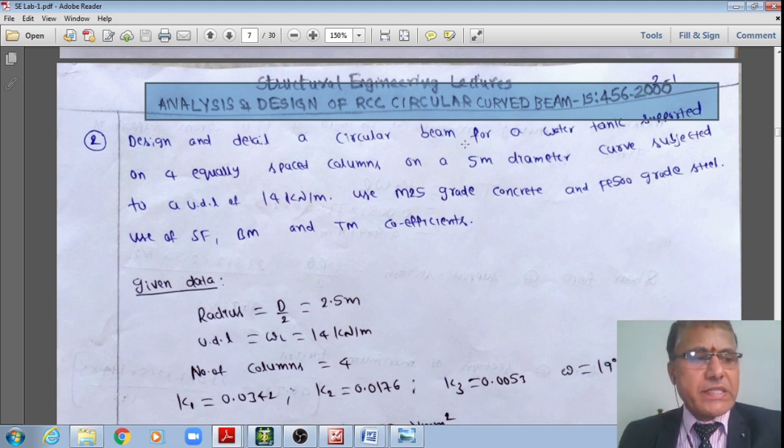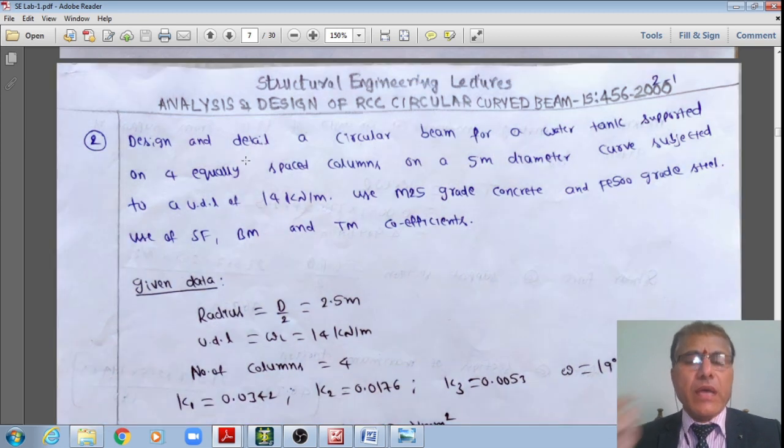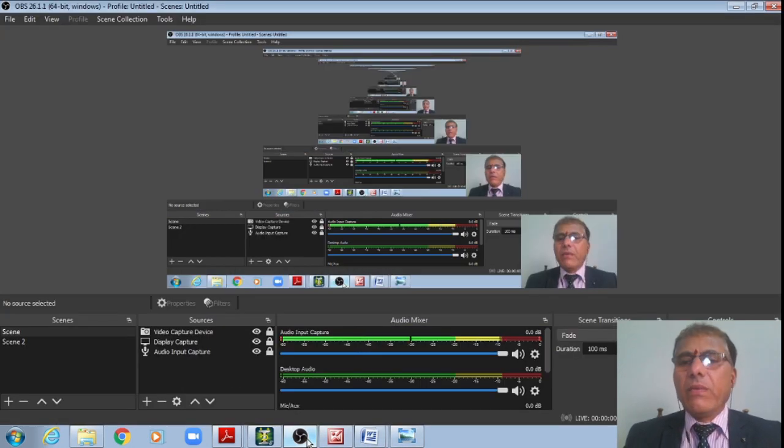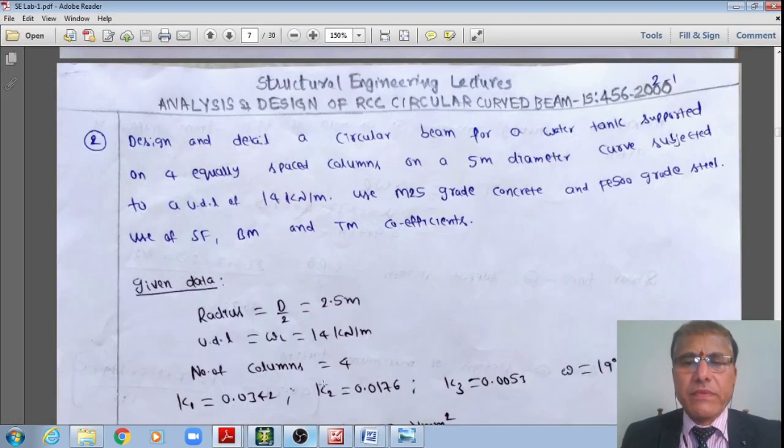And how to analyze this as per IS 456 2000, which is the RCC code, we'll discuss in today's class, as well as we'll see the manual calculation followed by modeling the same in STAAD. Then we'll compare the one result with that of the other, and we'll see what is the percentage error in both of these.